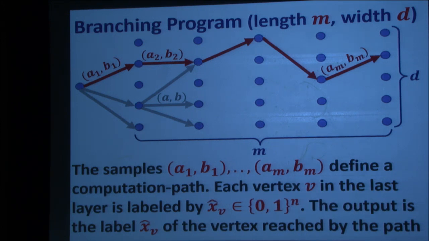I still have to tell you what the output is. We assume that in the last layer, each vertex v is labeled by some vector in {0,1}^n, which we denote by x hat v. This is the output of the branching program if it gets to this vertex v. So for each vertex here, there is an output of the branching program if we get to this vertex. So this is the computational model that we assume.